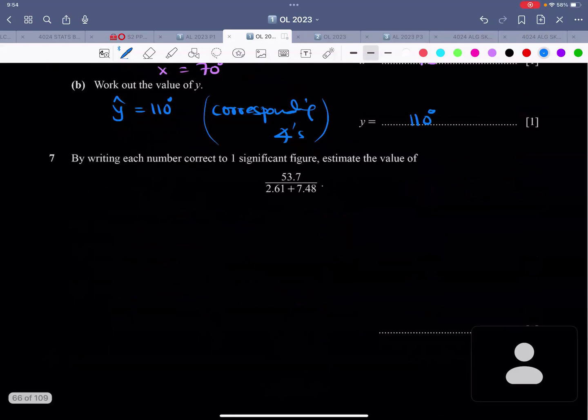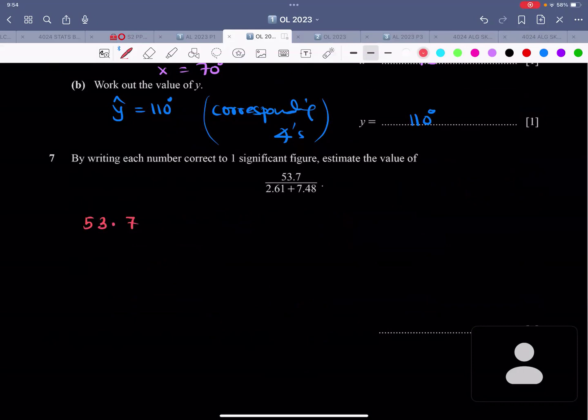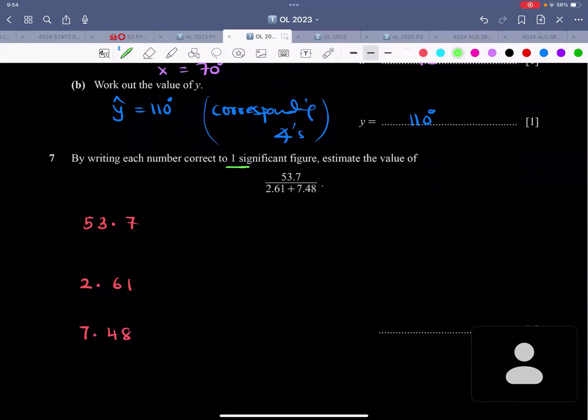Question number 7, what is it all about? Question number 7 says, by writing each number correct to one significant figure. So I have 53.7, I have 2.61, I have 7.48. We want to write each number correct to one significant figure. So focus on the second significant figure.